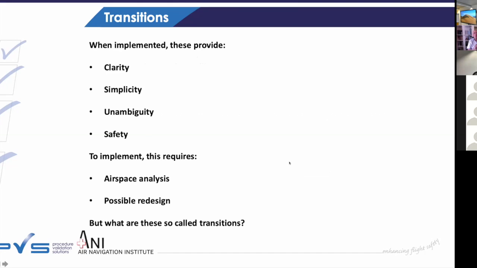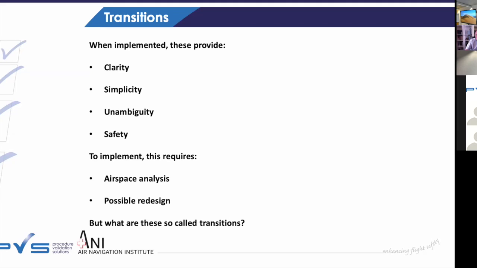Let's jump into things. Transitions. They have advantages. They might have disadvantages, but basically what they do is, especially in very complex situations, they increase the clarity, simplicity, unambiguity, and the safety.